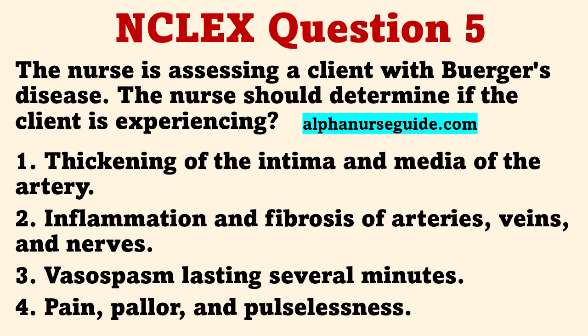The correct answer is 2. Buerger's disease is characterized by inflammation and fibrosis of arteries, veins, and nerves. White blood cells infiltrate the area and become fibrotic, which results in occlusion of the vessels. Signs and symptoms include slowly developing claudication, cyanosis, coldness, and pain at rest. Thickening of the intima and media of the artery is characteristic of atherosclerosis. Vasospasm lasting several minutes is characteristic of Raynaud's disease. Pain, pallor, and pulselessness are symptoms of acute occlusion of an artery by an embolus or other cause such as compartment syndrome.